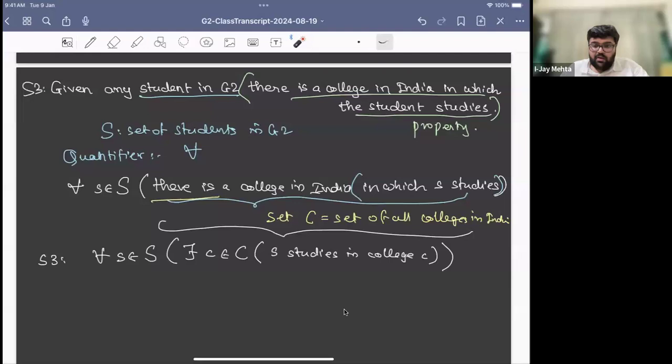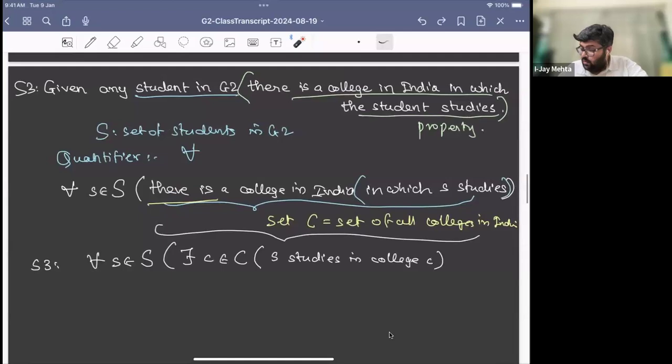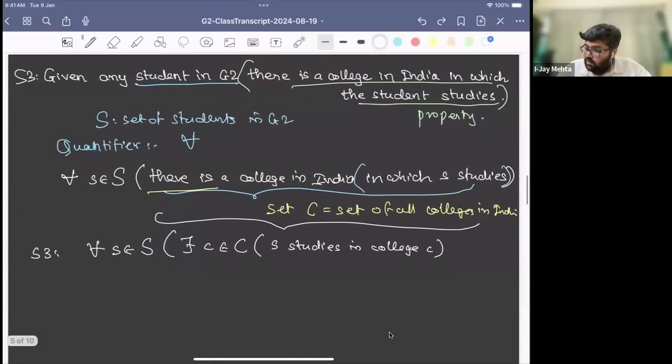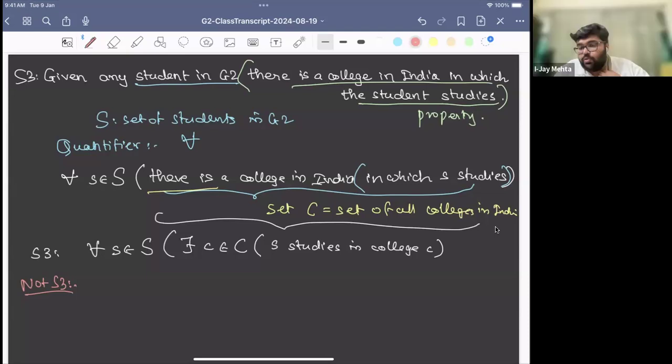Okay, now what is the negation? You want to negate this statement. Suppose the statement is false. What can you say? Yes, room number 4, Aisha.